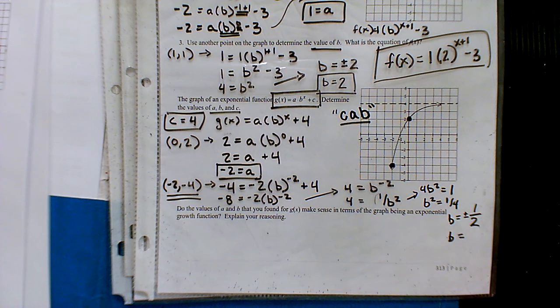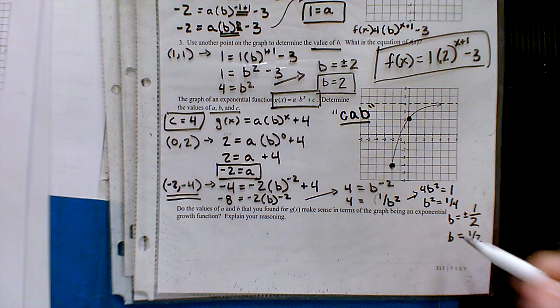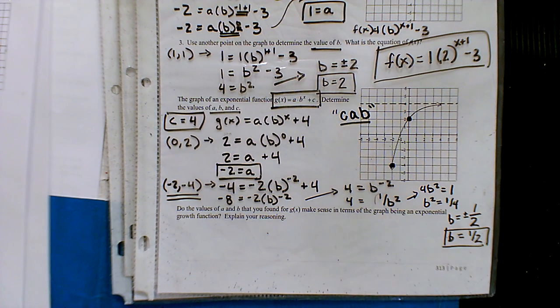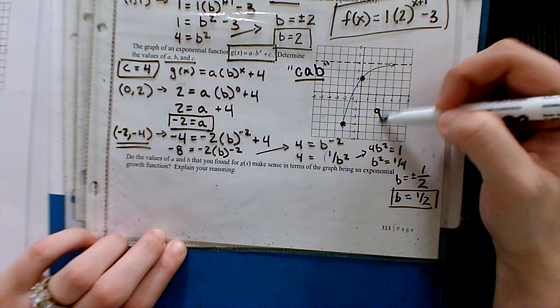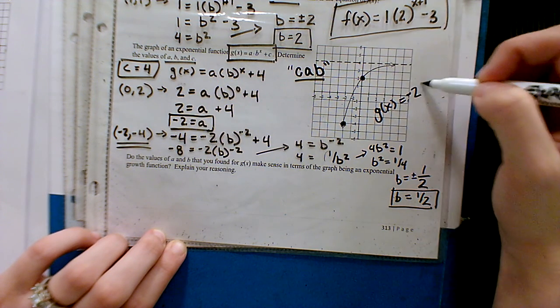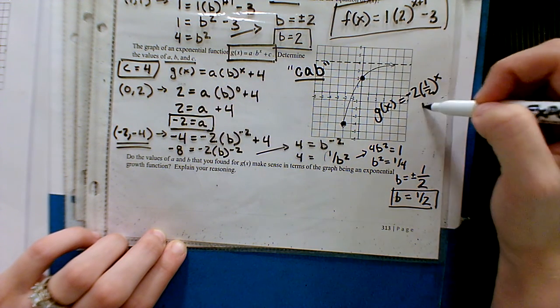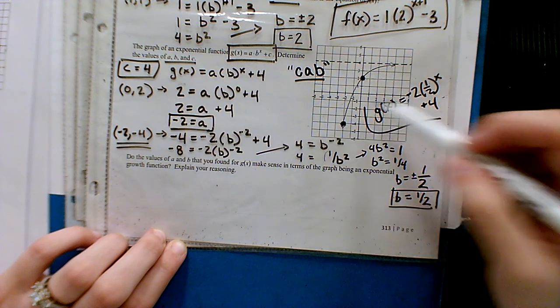B is, I thought I heard a whisper. Okay, 1/2. So if we write our final equation, g of x equals -2 times 1/2 to the x power plus 4.